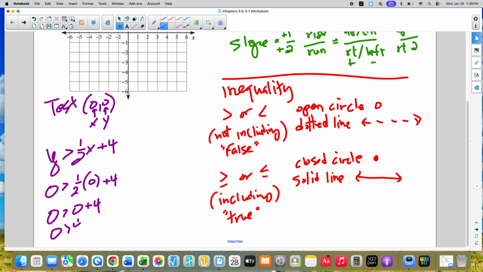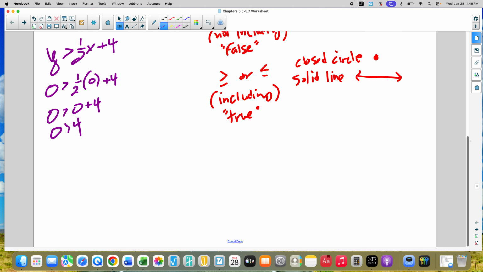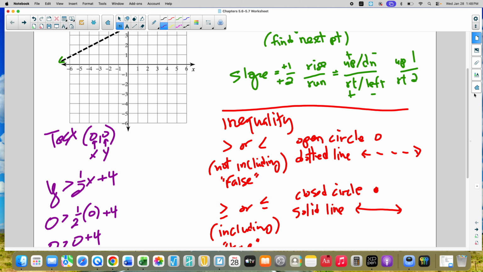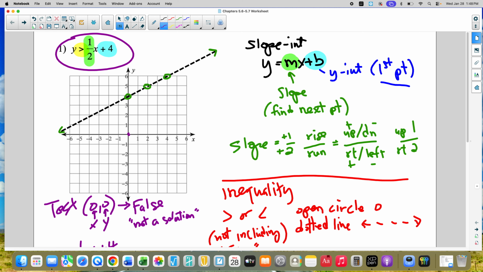0 plus 4 is 4. Now I ask myself the question, is this a true statement or a false statement? Is 0 greater than 4? No, it's not. This is false. So that means this point, (0, 0), is false. It is not a solution. So that location, (0, 0), right here, is not a solution.